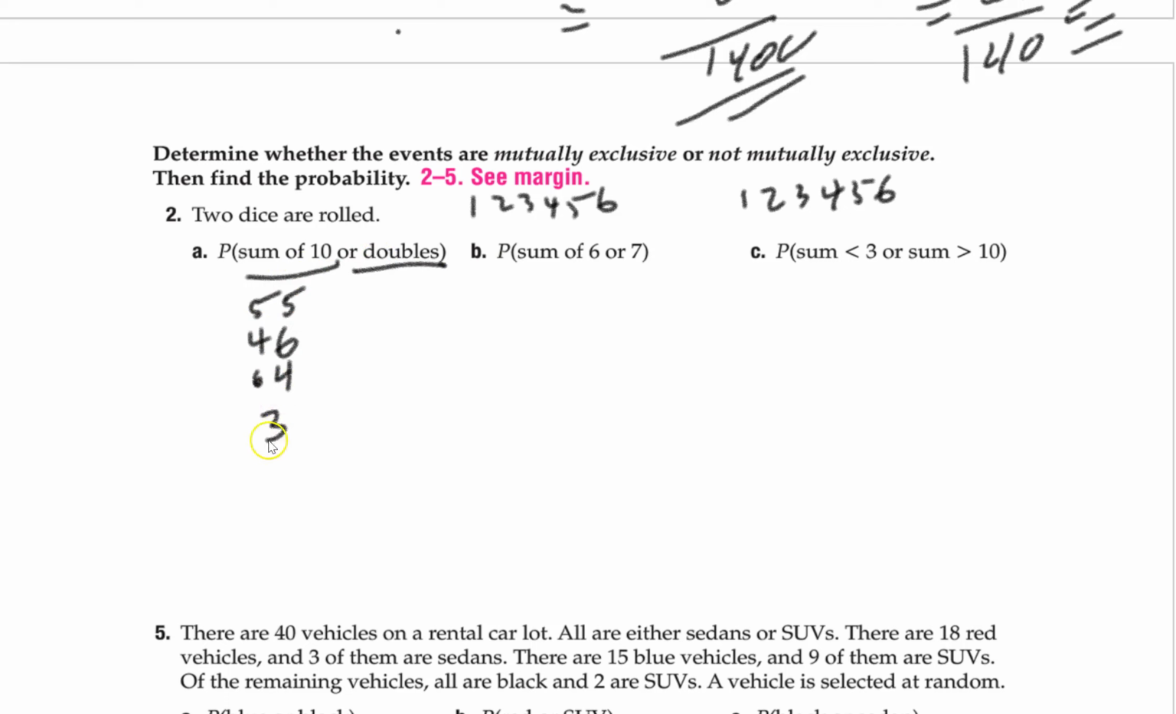So there's 3 ways to get 10. Doubles, how do I get doubles? Well, 1 and 1, 2 and 2. There's 6 ways to get doubles.